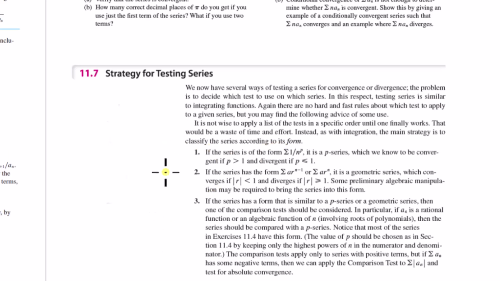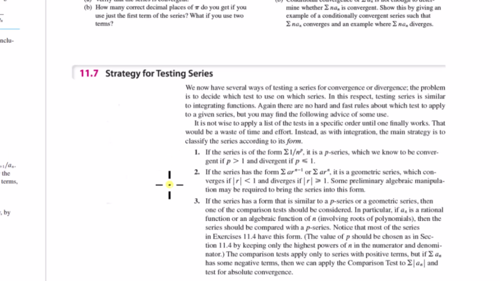All right, so here are the suggestions they give. What do you do if you're given a random series with no context? How do you test it? Well, the first two points are obvious. Look and see, is it a p-series or a geometric series?